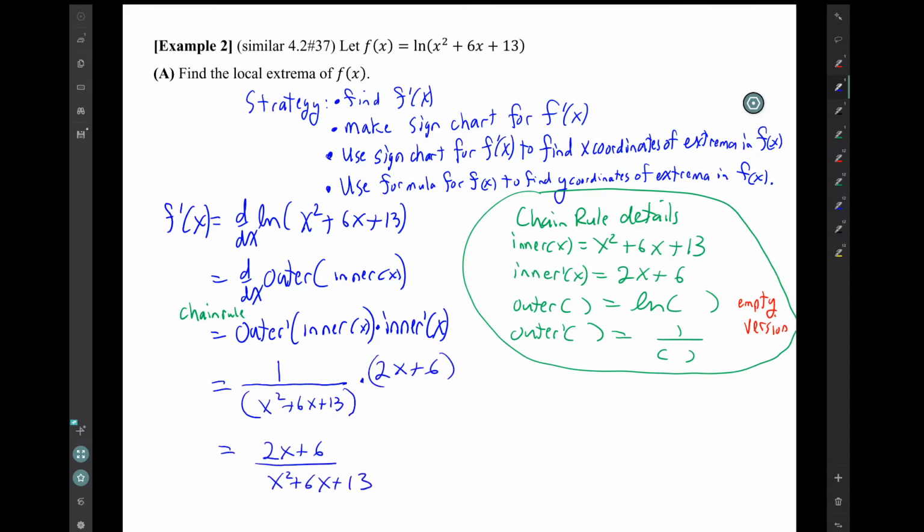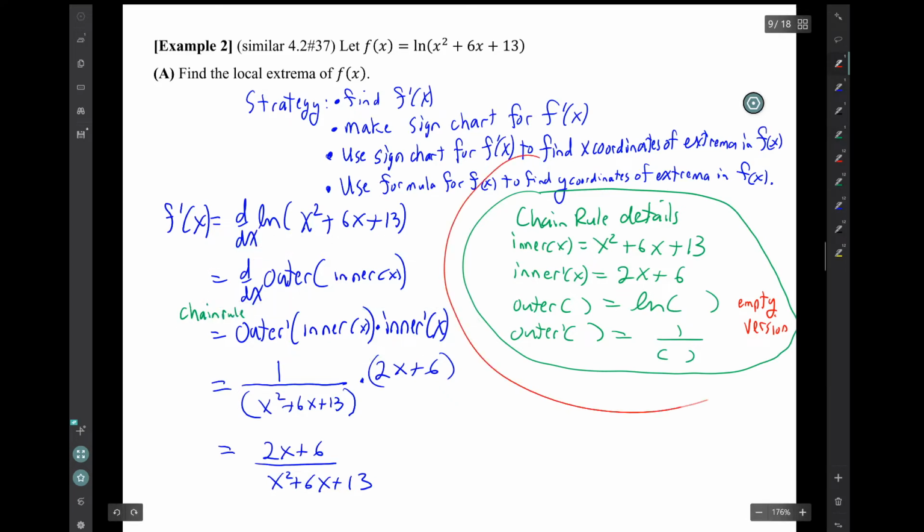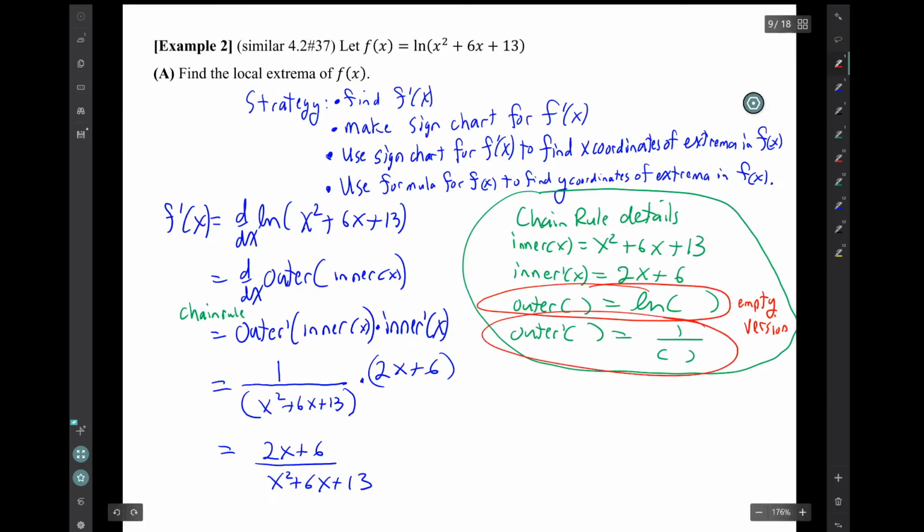Okay, so there's our derivative. Notice I recognize the form. The form is a nested function, so its derivative is found using the chain rule. And I did the chain rule details over here in this box. I used the empty version of the outer function. Remember that if a function is ln of x, its derivative would be 1 over x. But we have the function that's ln of parentheses, so its derivative is 1 over parentheses. Now, so we've found f prime of x.